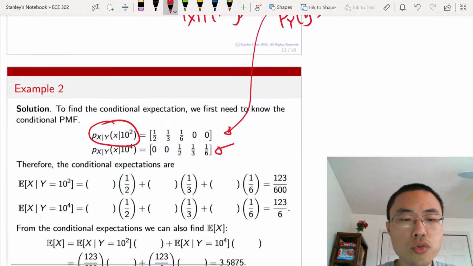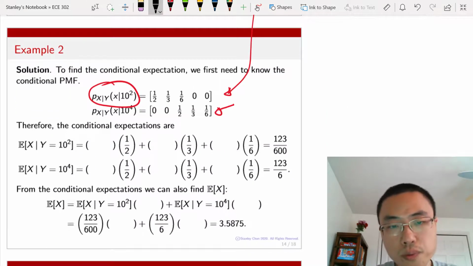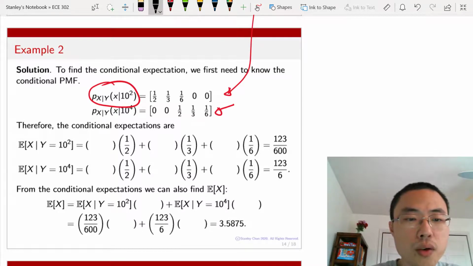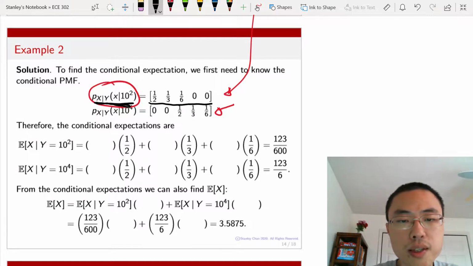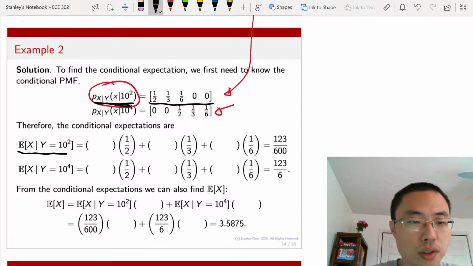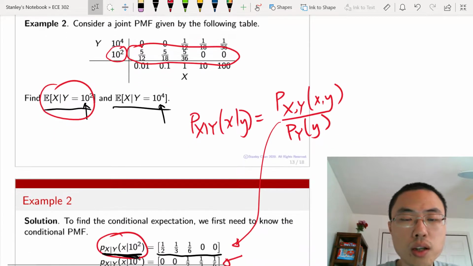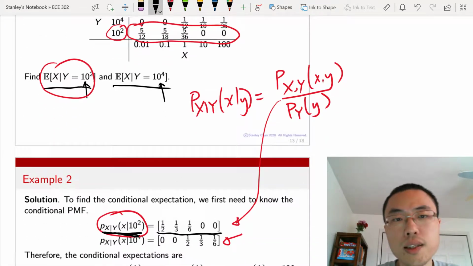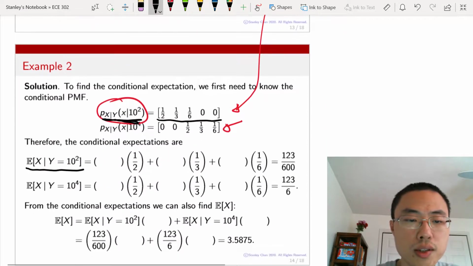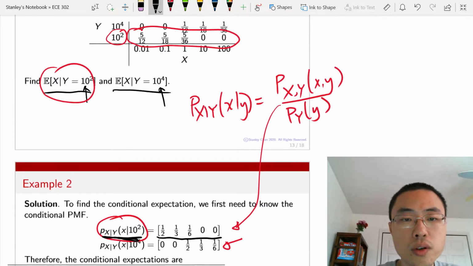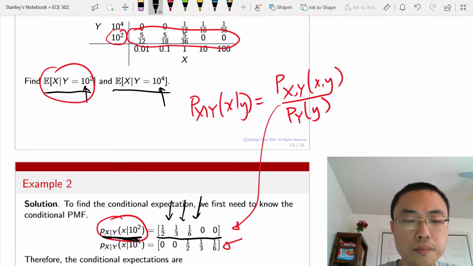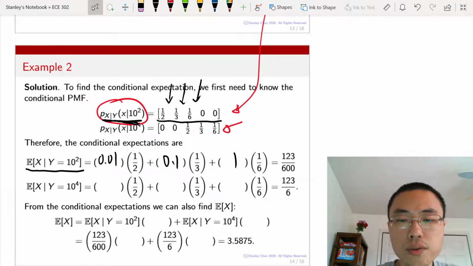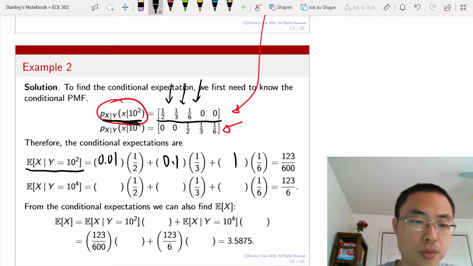Now, once you have these conditional PMFs, we ask what is the conditional expectation. So let's say we're using this conditional PMF, and the probabilities are these values. In order to calculate this conditional expectation, we can go back to this table and see what are the possible values of x that would land on these three probability values. So in this case, it would be 0.01, 0.1, and 1 for these three cases. If you do the calculation, it will show that it is 123 divided by 600.